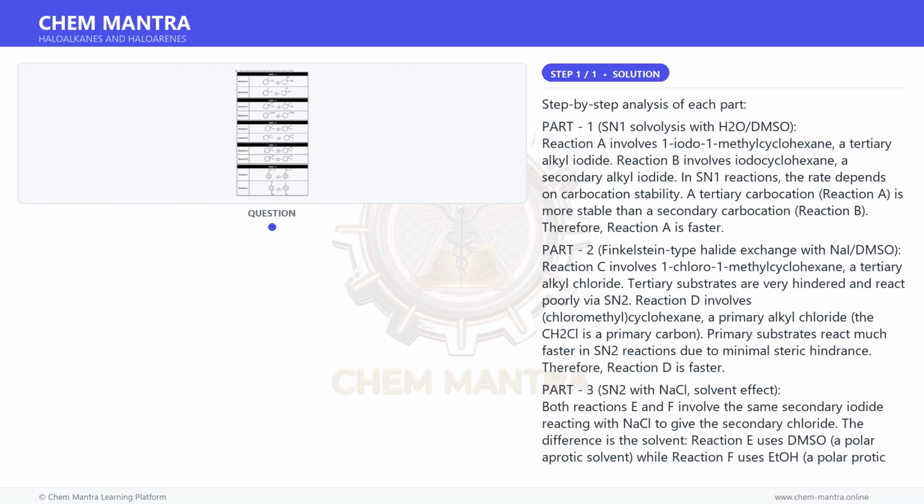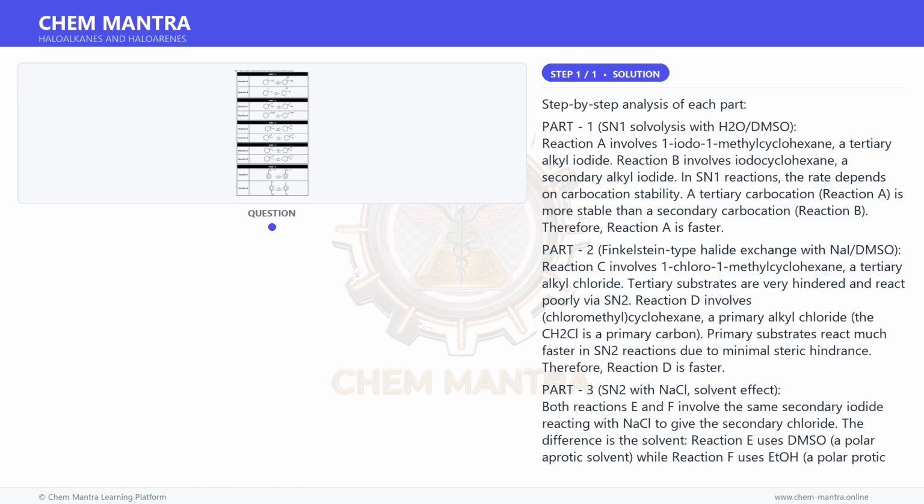Part 4. SN2 with NaN3-DMSO, leaving group effect. Reaction G involves a secondary iodide and reaction H involves a secondary bromide, both reacting with NaN3 in DMSO. In SN2 reactions, the leaving group ability follows I > Br > Cl > F. Iodide is a better leaving group than bromide because it forms a weaker, more polarizable C-I bond. Therefore, reaction G, the iodide substrate, is faster.